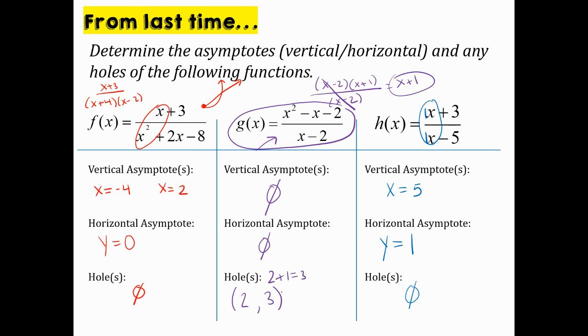Notice if I have a hole, if something cancels, I don't also have a vertical asymptote there. It's one or the other. They don't both happen. If something cancels, it's removable, right? I'm getting rid of it. Whereas nothing cancels here, so it's referred to as an infinite discontinuity because it's not going anywhere.